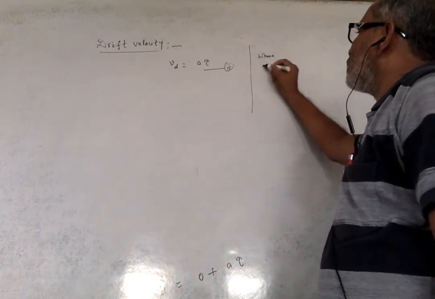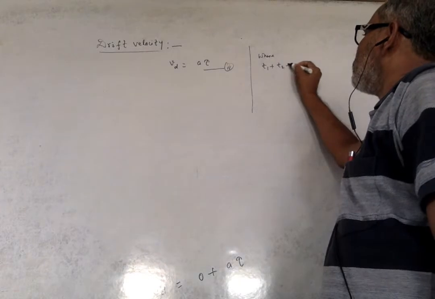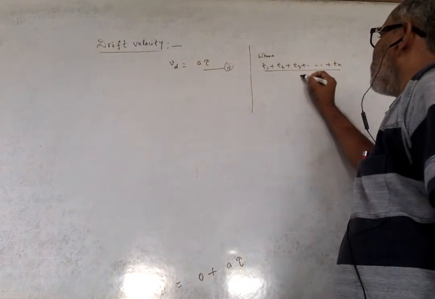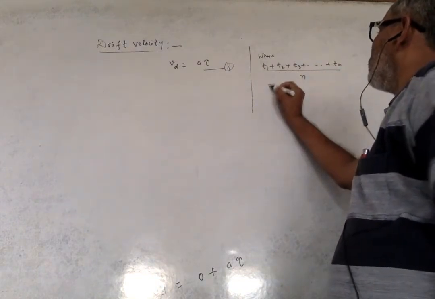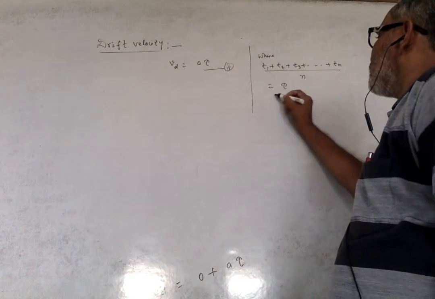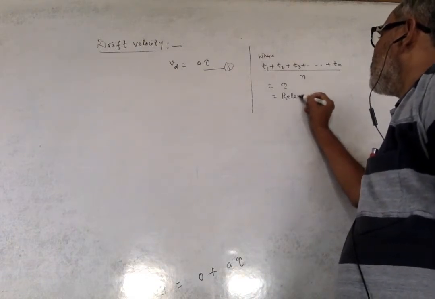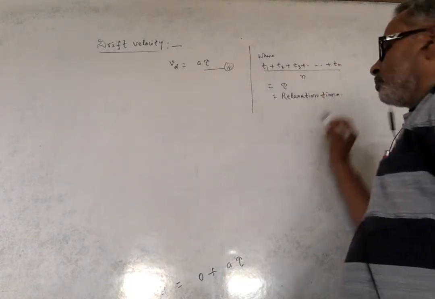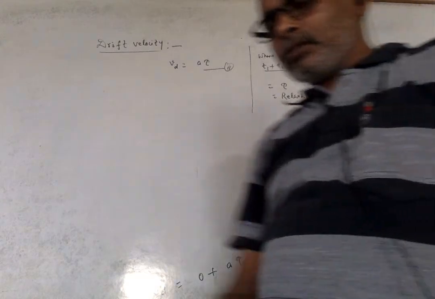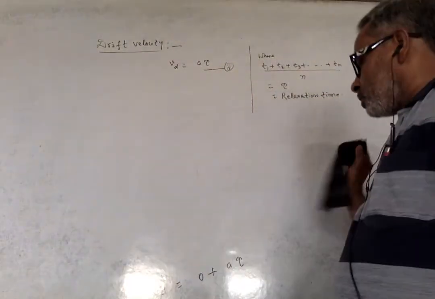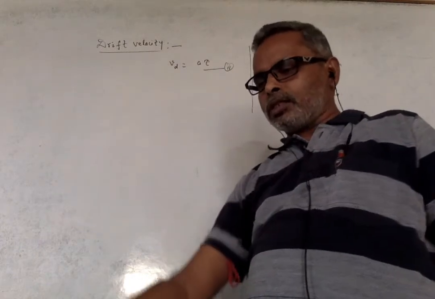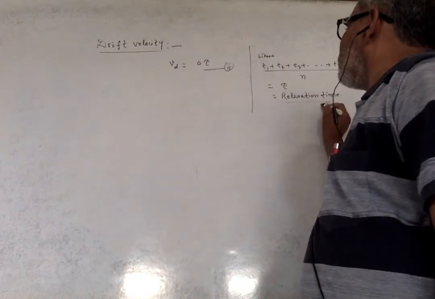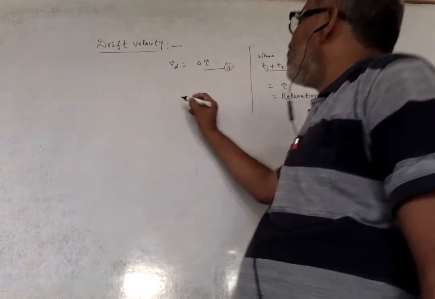Where (T1 plus T2 plus T3 plus ... Tn) by n equal to tau. Tau is the relaxation time. Relaxation time is defined as the average time that elapses since the electron suffered its last collision. It is denoted by tau.